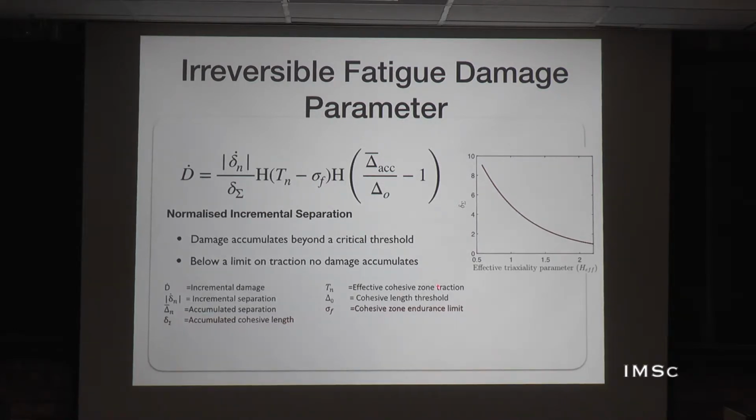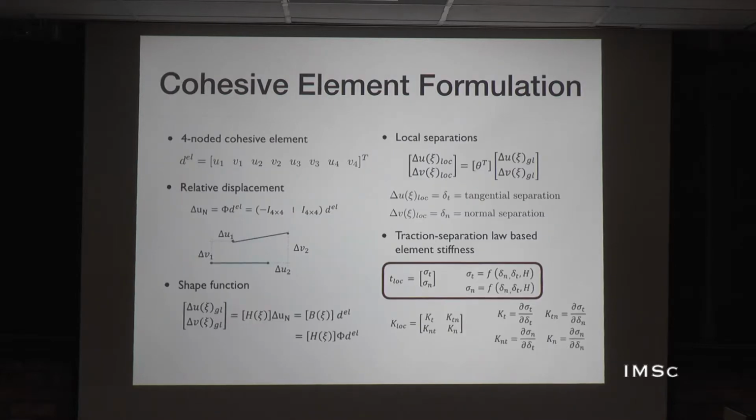These are not just by us; other people have used similar fatigue damage parameters. The only difference is we are trying to use a scaling which takes into account the dependence on triaxiality. So there are three main parameters introduced here: the threshold on the accumulated separation beyond which the damage accumulates; for any particular increment, whether the stress is higher than the endurance limit type of model parameter or not; and the third one is this normalizing.